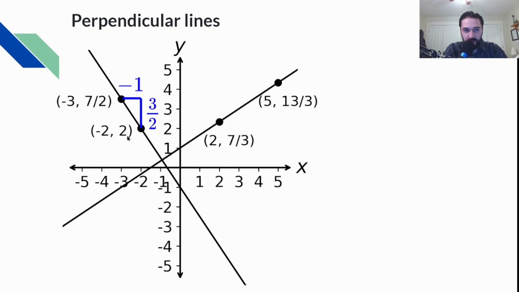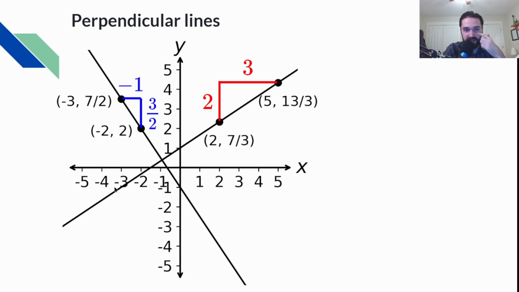The y values are 2 and 7 halves. The change in y is 7 halves minus 2. So that's 7 halves minus 4 halves when you get a common denominator, which gives us 3 halves. So the rise is 3 halves. And look at this, the run is negative 1 because you're going to the left. You're starting at negative 2 and you're going to negative 3. That's negative 1. So that's the rise over run for this line.